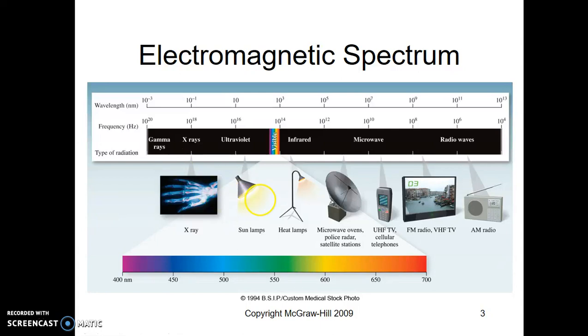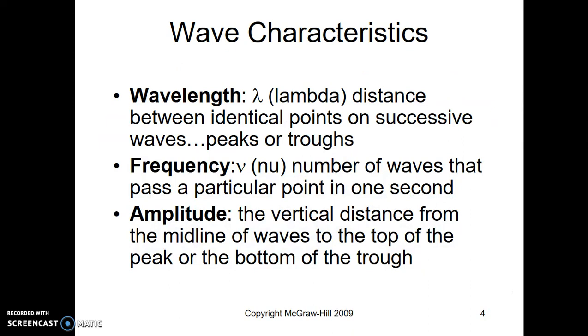And then again, we are going to be mainly concerned with this visible spectrum here, going from violet down to our longest types of waves, our red waves. So again, focusing on that visible light spectrum. So here are some characteristics of waves that you need to know. You should already know these, but a quick review.